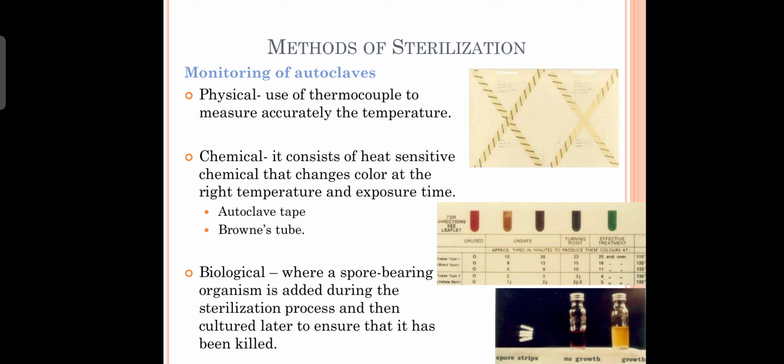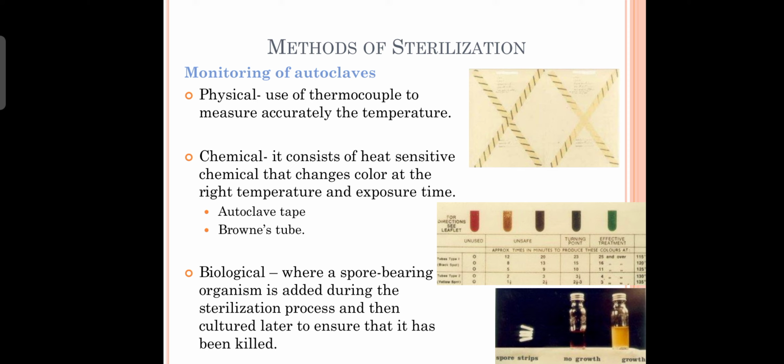How are we going to monitor the autoclave, that means whether it is working or not? If you keep something in the autoclave, how will you know it is working in good condition? The first one is physically: use a thermocouple to measure the accuracy of the temperature. The second one is chemically. It consists of a heat sensitive chemical that changes color at the right temperature and exposure time. So the first one is physical, by checking the temperature. The second is by seeing the color, which changes based on the chemical used or the time. So you can come to know it is going in a proper way.